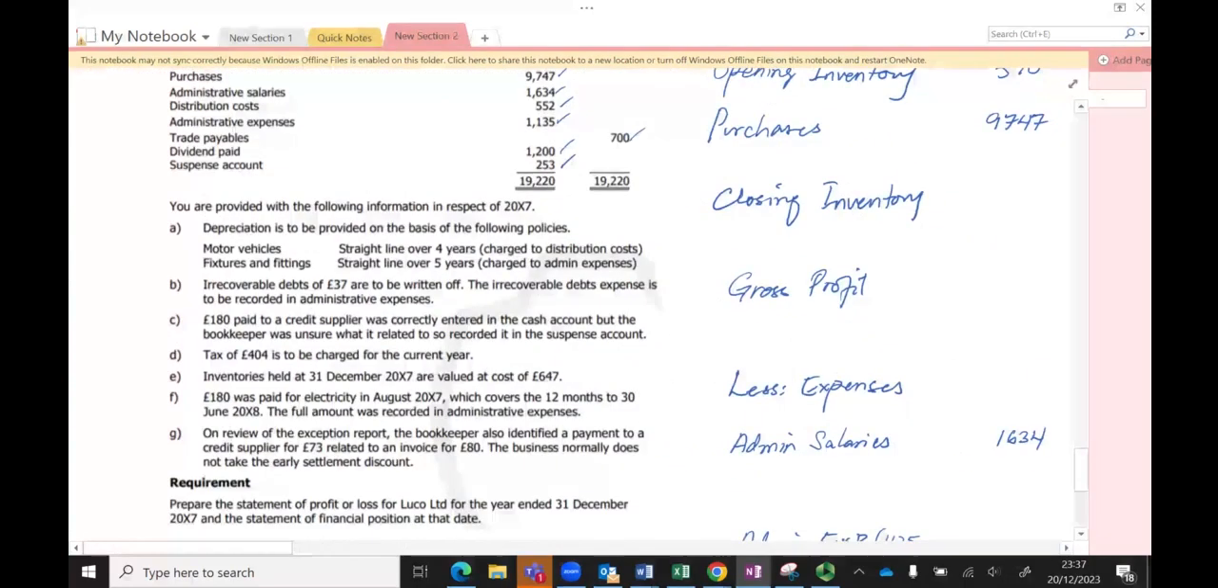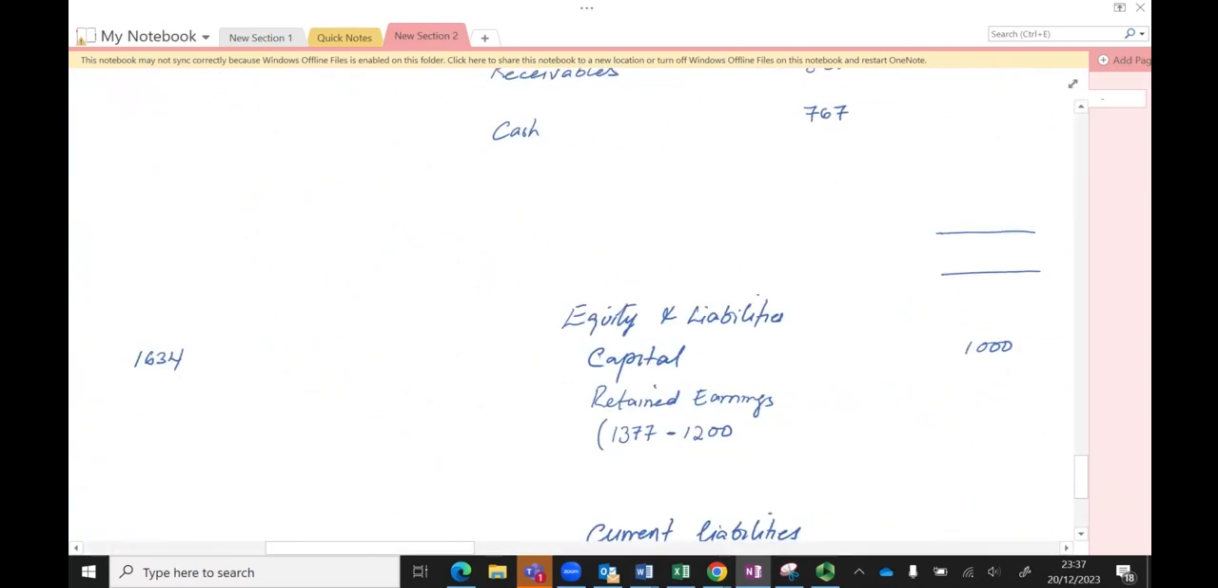Over here, note number 1 says motor vehicle is to be depreciated over 4 years using the straight line method, and the depreciation should be charged to the distribution cost. Fixture and fitting using the straight line method over 5 years, and it should be charged to administration expenses. Therefore, I need to work out the depreciation.